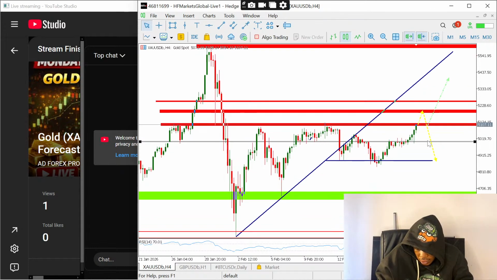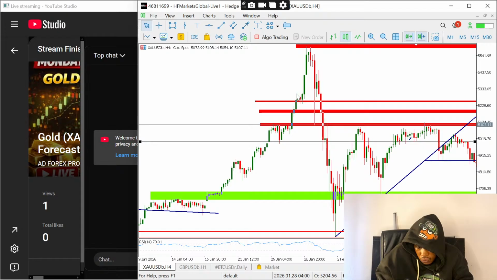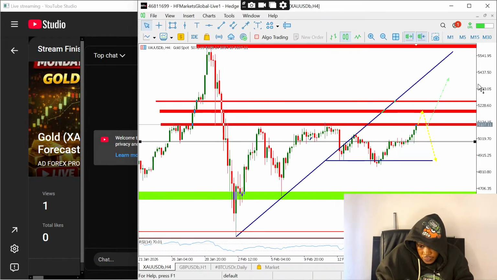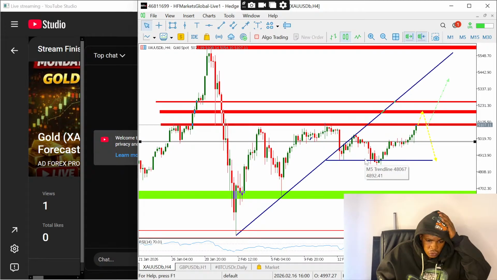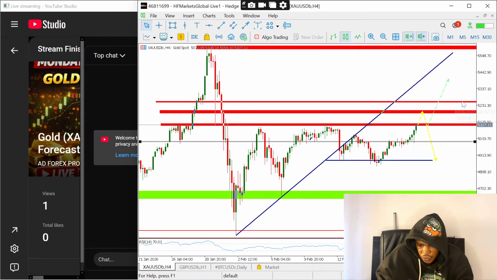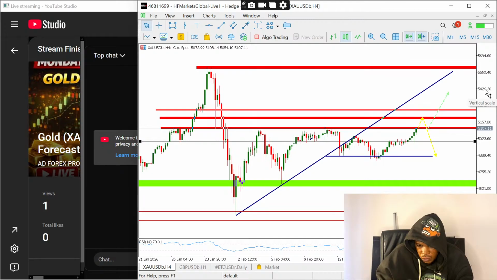As you all know, one of the best pairs that I love trading is gold USD. Why? Because of the market structure. I love the market structure on gold USD. That's the main reason why I trade gold, and also the reward that you get from gold USD is really massive compared to major currency pairs like the GBPUSD and other pairs like that.